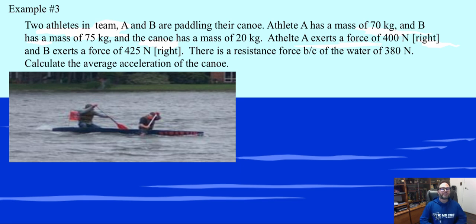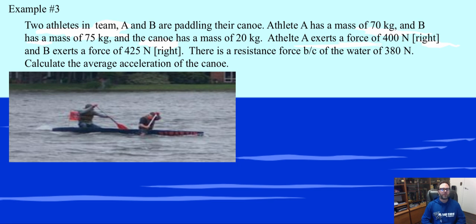So for our last example, we have two athletes in a team. We have athlete A and B paddling their canoe. Athlete A has a mass of 70 kilograms and athlete B has a mass of 75 kilograms. And the canoe itself has a mass of 20 kilograms. If athlete A exerts a force of 400 newtons right and athlete B exerts a force of 425 newtons right, and there is a resistance, because of water friction, of 380 newtons, calculate the average acceleration of the canoe.